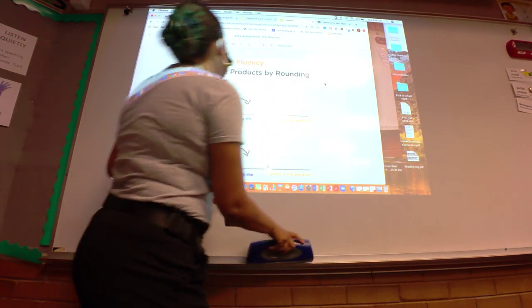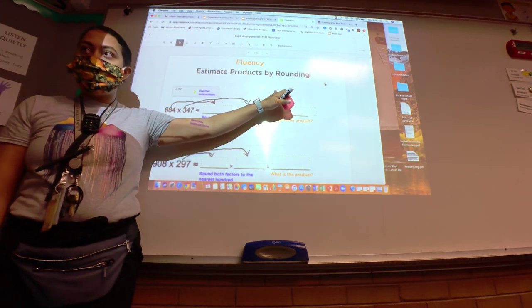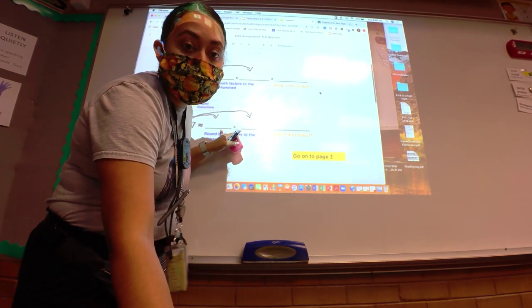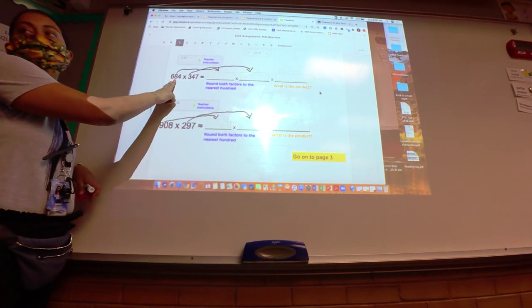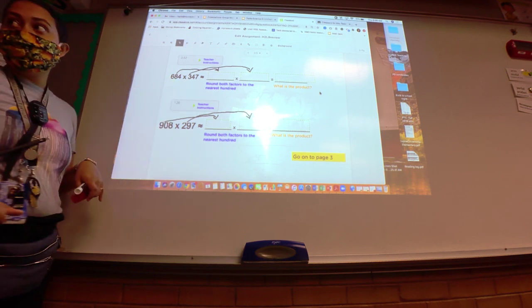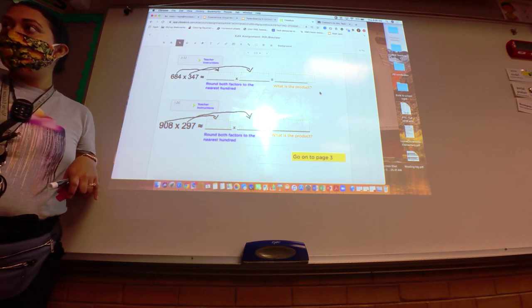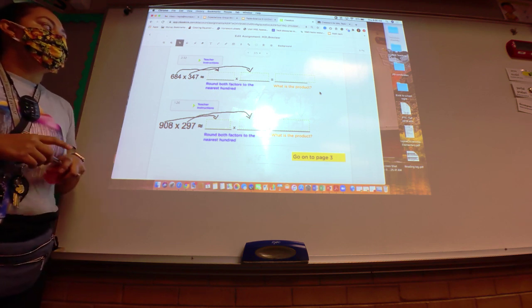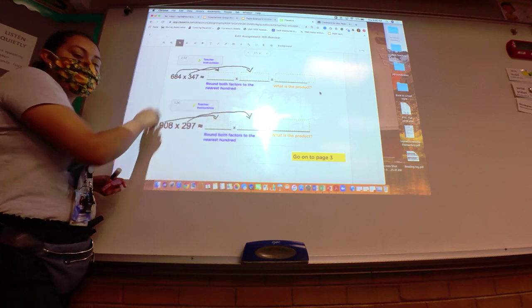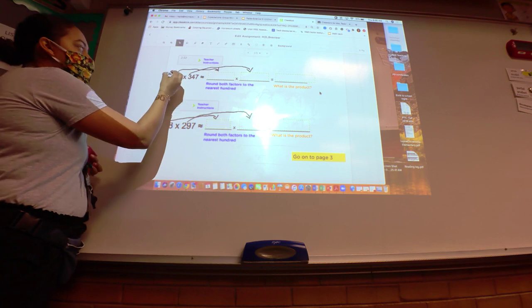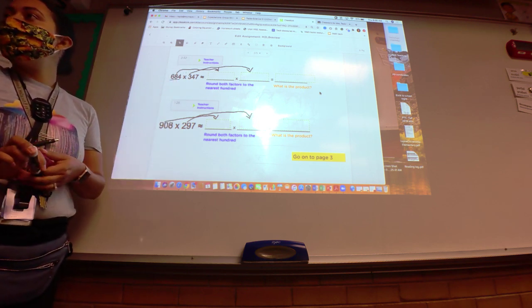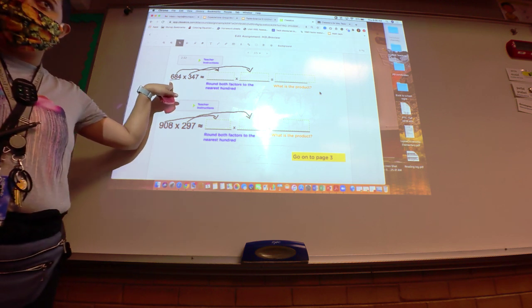So fluency. Estimate products by rounding. Okay? Okay, so we have 684 times 347. I'm on slide 2, Sophie. So first you're going to round both factors to the nearest hundred place. So our first factor is 684. So since we're rounding to the nearest hundred, we have 600.